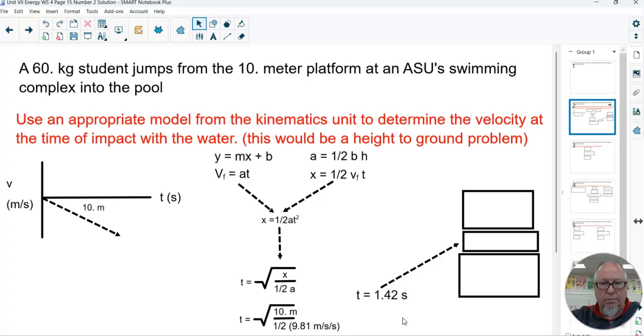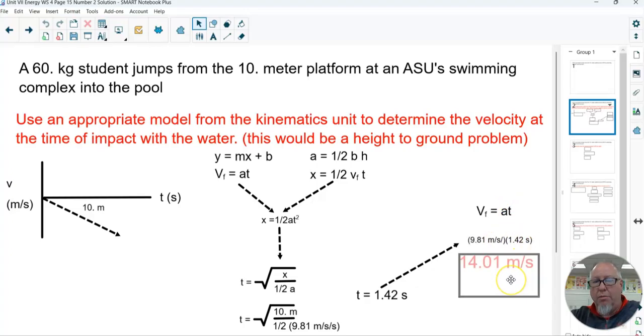1.42 seconds. Now, if I have a time, I could go all the way back to this equation, and if I go back to that equation, I do know the acceleration and the time, so I can plug those in now and solve the problem to get a final velocity of 14.01 meters per second. Once again, standard height to ground problem. We did this a lot in the last unit.